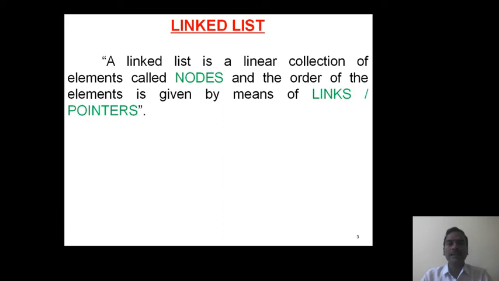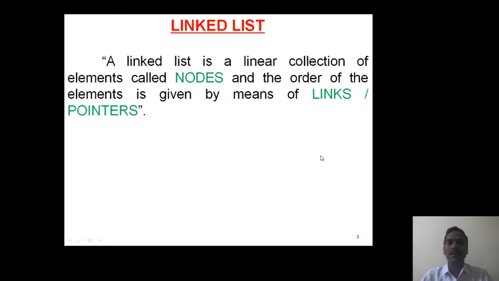A linked list is a collection of elements called nodes, and order is maintained with the help of links, also known as pointers. Such a representation is known as a linked list. Remember, in the linked list concept, every element is represented as a node, and these nodes are interconnected with the help of links, also known as pointers.